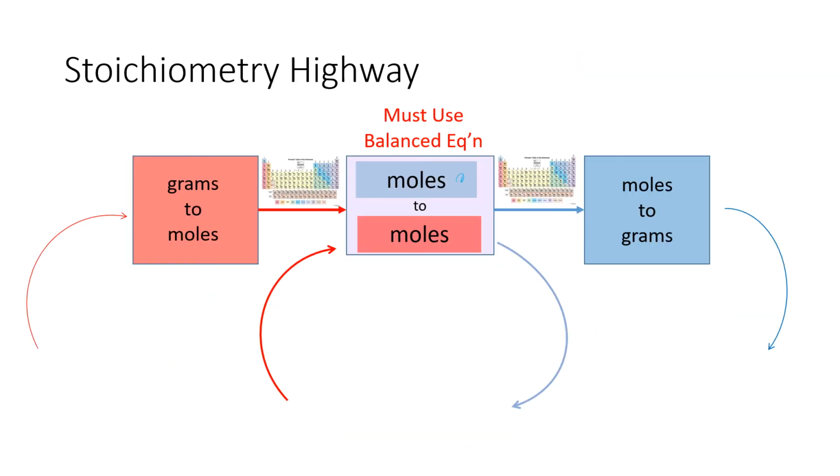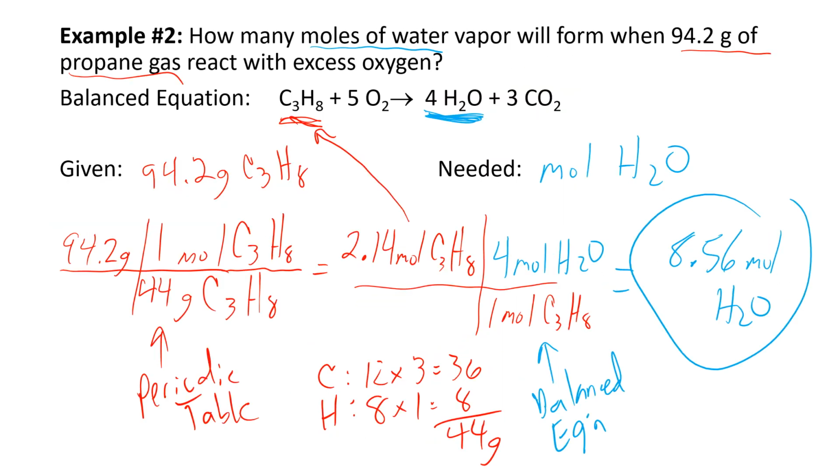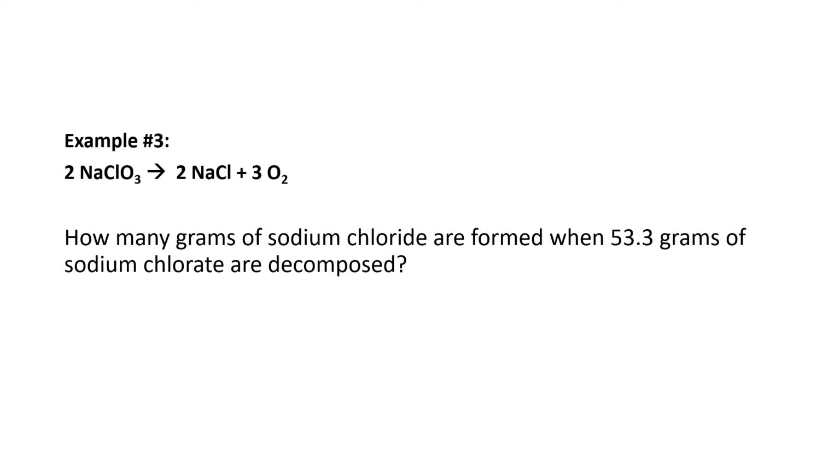Going back to our highway again, we started here with grams of C3H8. We used the periodic table to turn it into moles, and we used the balanced equation to get that into moles of water, and then we were done. We didn't need grams of water. If we needed grams of water, we would have needed to multiply that with the periodic table weight of water, but we didn't. Here's one now where that might happen.